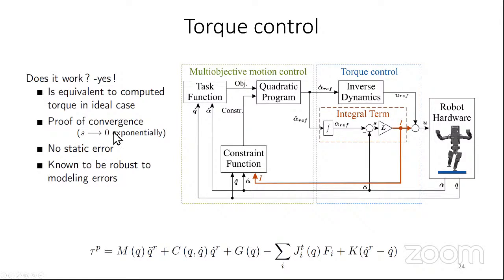We know that S goes to zero exponentially. But since S is computed through the reference acceleration that takes into account the position and the velocity, we can prove that this amounts to having the convergence of the integral of the joint position error. So it's not only the position error going to zero, but its integral is going to zero. And that's known to produce higher robustness, and to give no static error, even in the case of modeling error in mass distribution or this kind of thing.